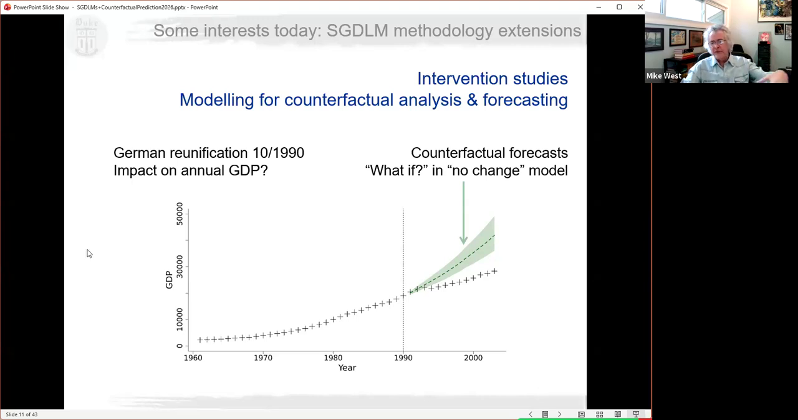Now this is in a system with all of the other countries. So this comes from a multivariate analysis where one is interested in using post-1990 data as you move through the post-1990 period to continually update and learn about what the impact has been.